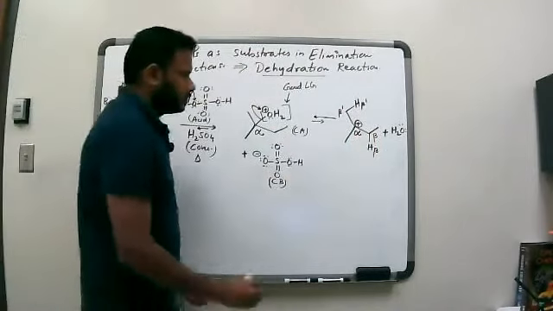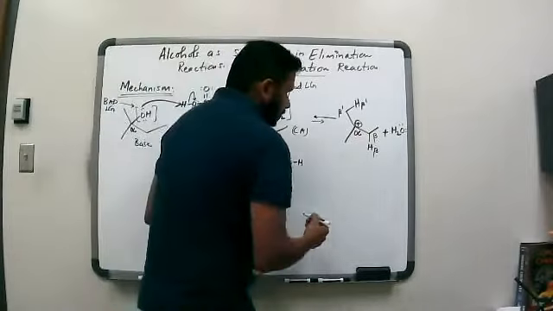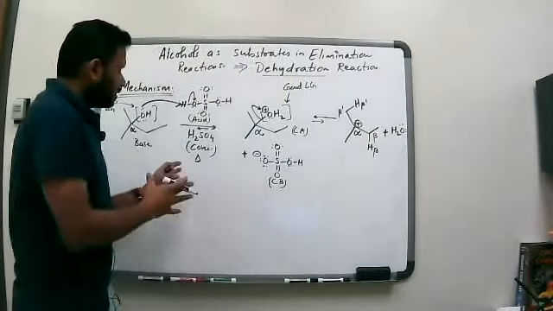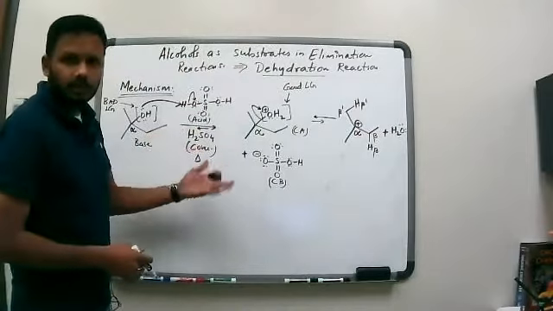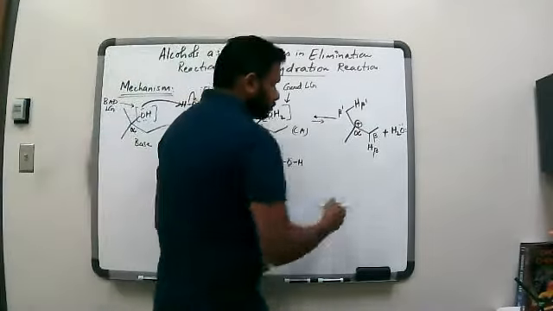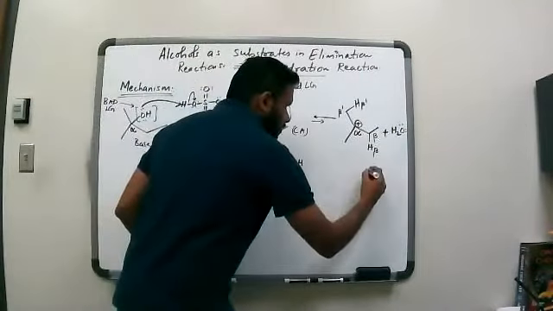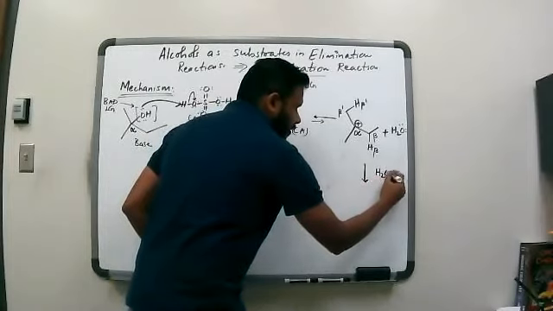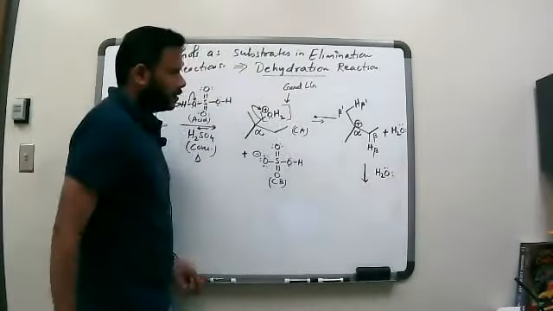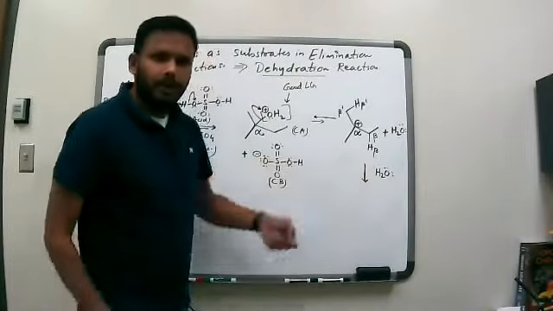Okay, so in a subsequent step now, realize that I said there is water in the system. Okay, it's not just sulfuric acid, there's water in the system. So this water molecule here, or another water molecule that's in the system, it can come and it can deprotonate that beta hydrogen.